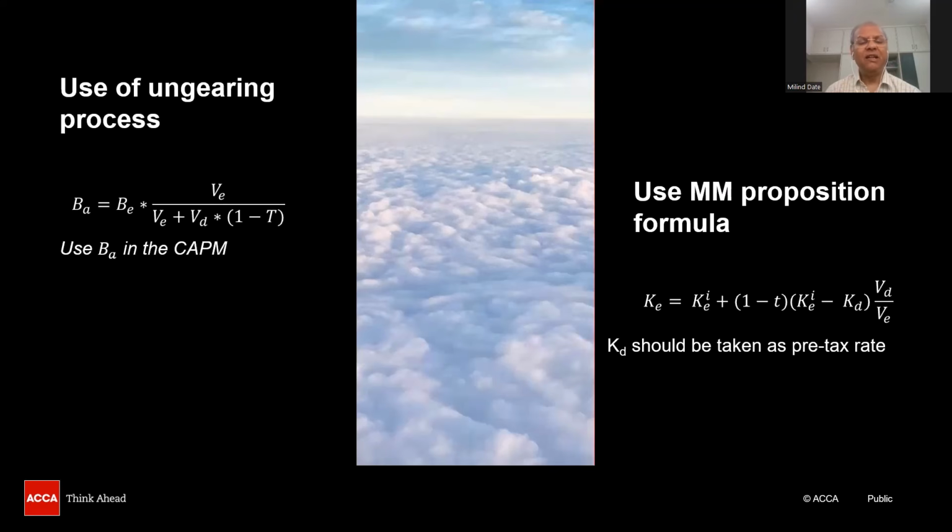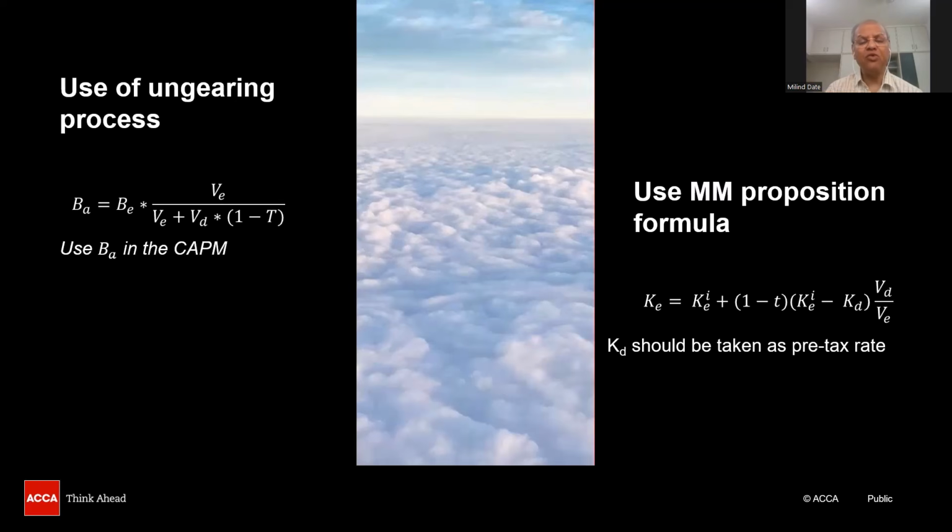Second way of doing this calculation is directly using the proposition. And that says cost of a geared equity, KE, is given by cost of ungeared equity plus difference between the cost of ungeared equity and cost of debt multiplied by the proportion of debt to equity post-tax, of course. That's why 1 minus T.